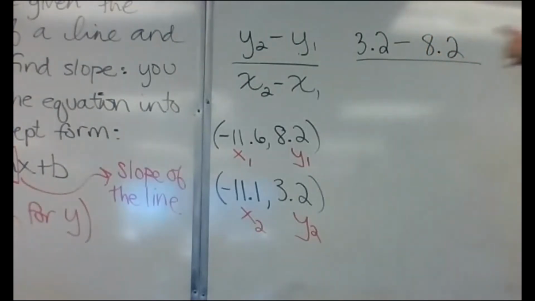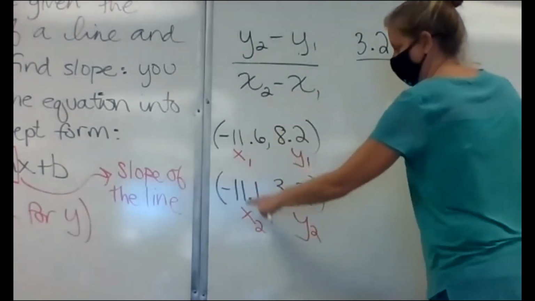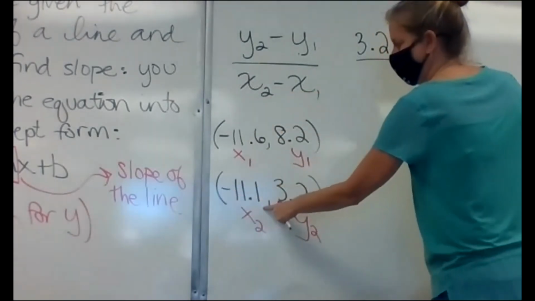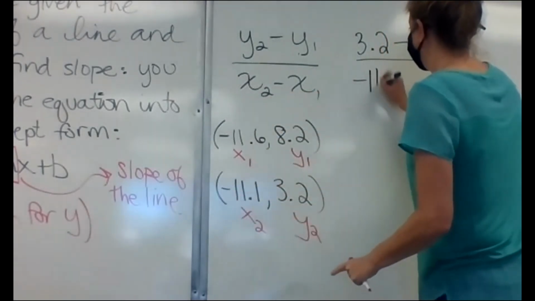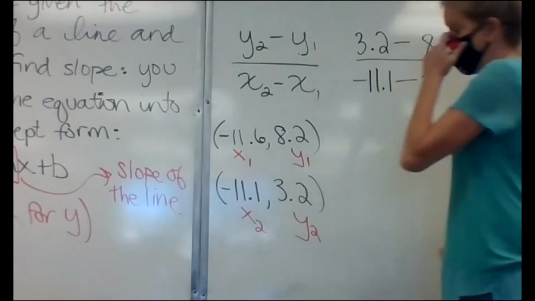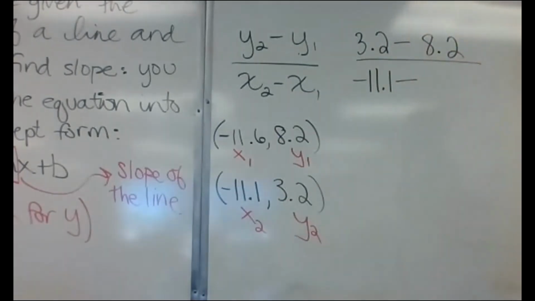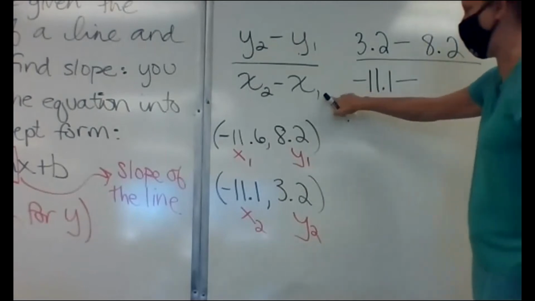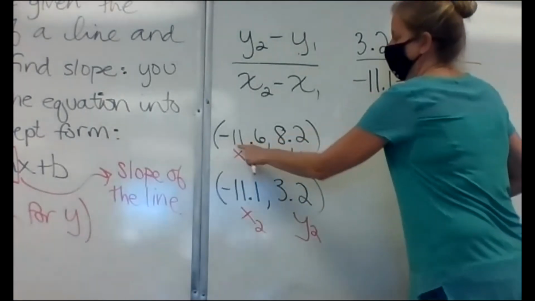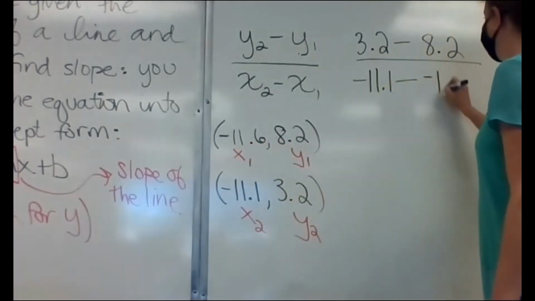In the bottom, I need X2. Who's my X2? Well, I've labeled it right here. It's negative 11.1 minus, right? Go ahead and put the minus in. And then what are you plugging in for your X1? Negative 11.6.